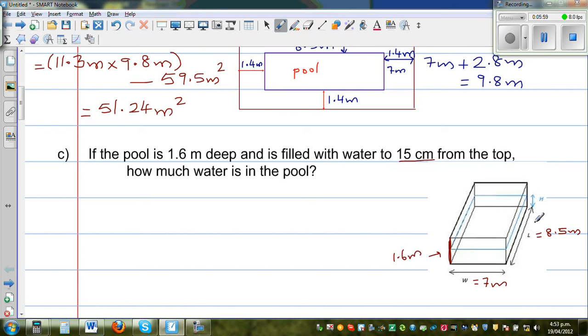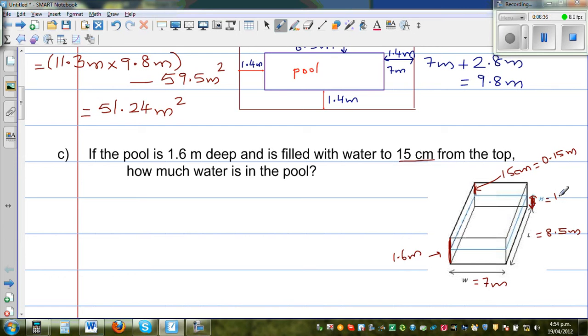So this total height is 1.6 meters. We are interested in this height. So this is empty. So this height is 15 centimeters. 15 centimeters, if you change that into meters, is 0.15 meters, because 1 meter is 100 centimeters. So this height is 1.6, take away 0.15. So this height would be 1.45 meters.